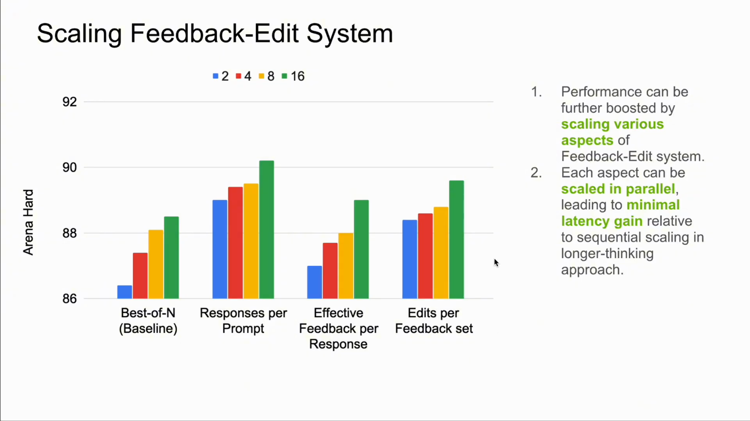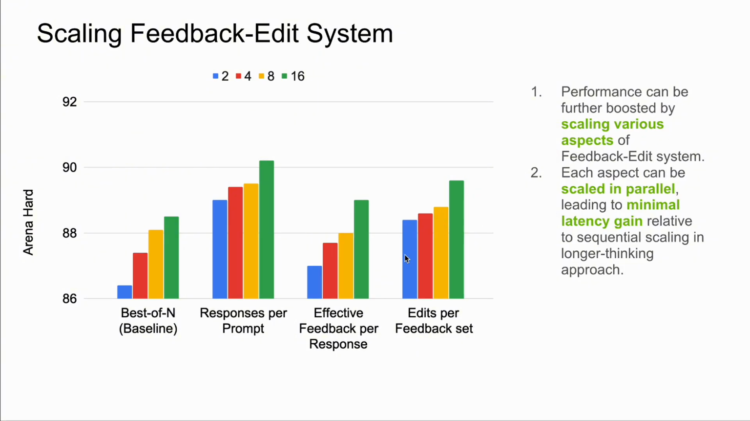We also tried scaling different parts of the system. So this was our baseline method, which is best of n, and we use an RM to choose the best response. But in this system, we're able to scale other aspects. So for example, how many initial responses do you want to generate? How many feedback do you want to generate per response? And also how many edits we want to generate per feedback set. And we find that increasing each of them actually leads to quite a bit of gain.